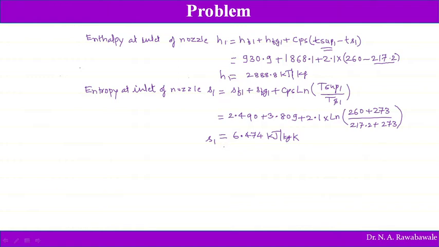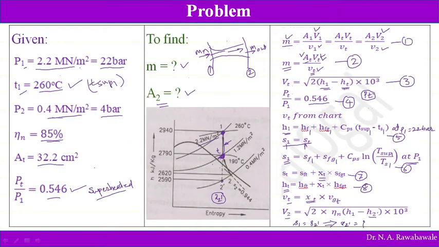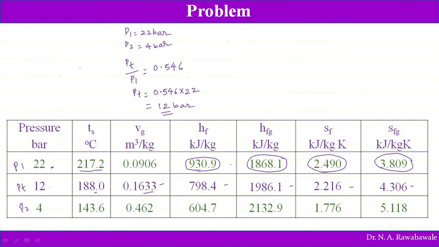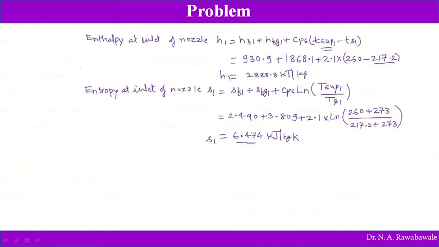Now what we want to find out is the quality of steam at throat. Whether at this throat the steam is superheated, so this point T comes here, or it comes below this line, or it comes on this line. To know this, we have to compare this with the entropy of dry saturated steam at throat pressure.